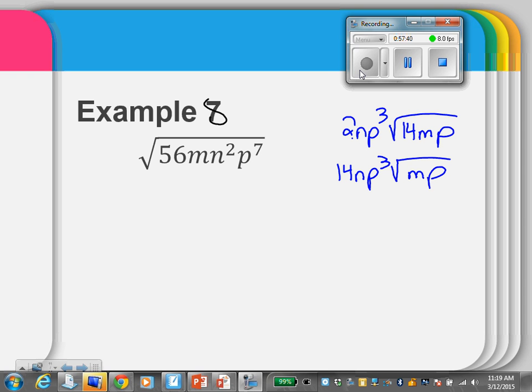That's okay. This is what I want. 8np to the 3rd times the square root of 2p. What happened to your m? 2mp. 2mp? Okay. Any others? Okay. So let's see what we get.